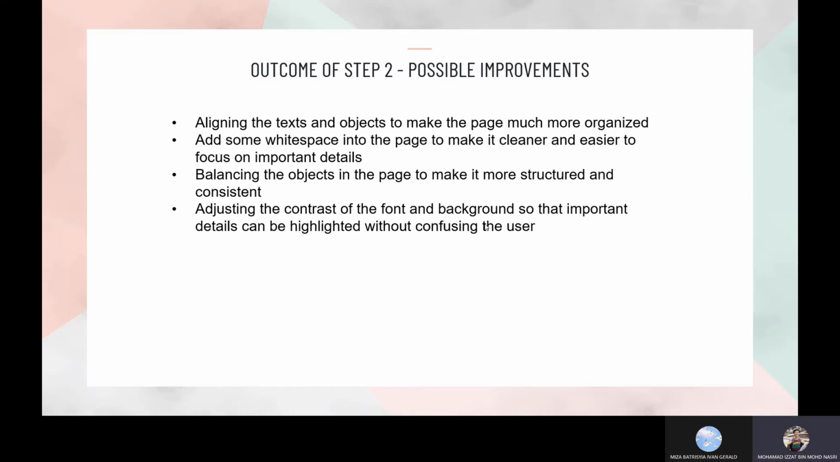So the possible improvements that can be made are aligning the text and objects to make the page much more organized. And we can add some white space into the page to make it cleaner and easier to focus on important details. Next, we can balance the objects on the page to make it much more structured and consistent. And we can adjust the contrast of the font and background so that the important details from the website can be highlighted without confusing the user.